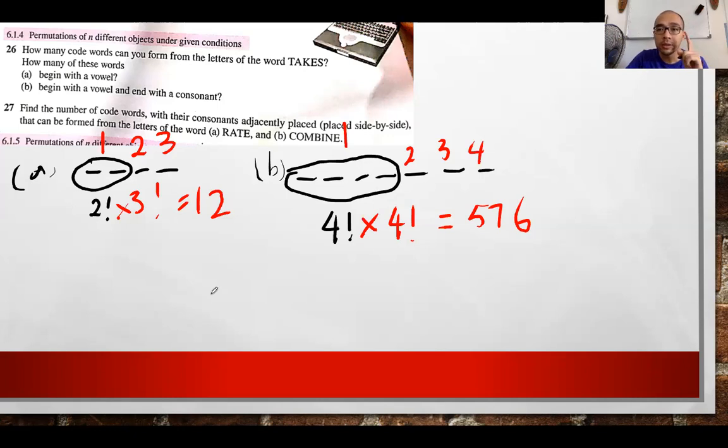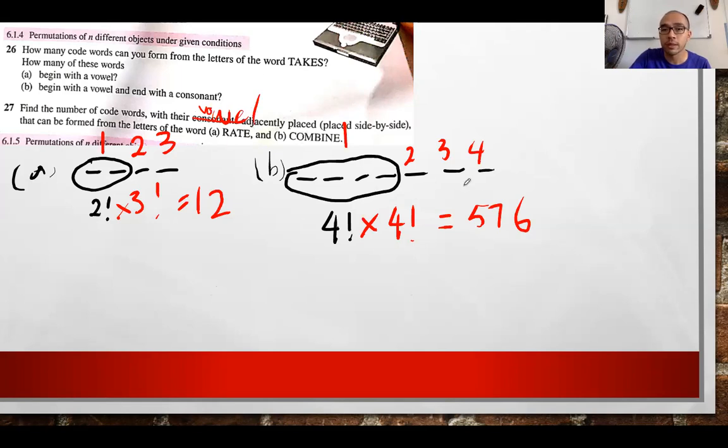Okay, so now I'm going to test you again. I'm going to change this one. Okay, I want the vowels to be adjacently placed. So I'm going to ask you to draw this on your whiteboard again. Okay, use the same words, red and combine. Okay, but now I want the vowels to be adjacently placed. Okay, how would you do it? Okay, for the words red and for the words combine.